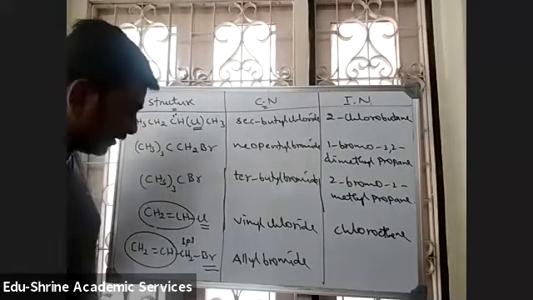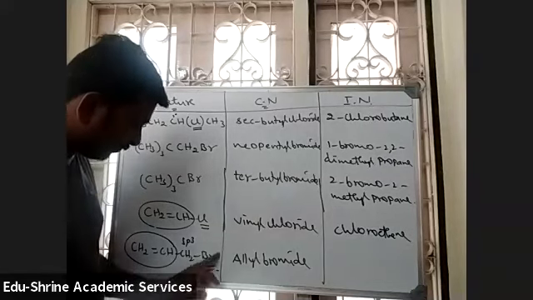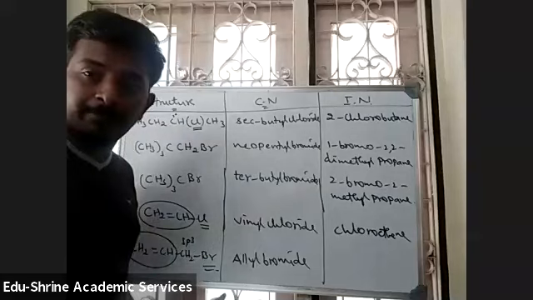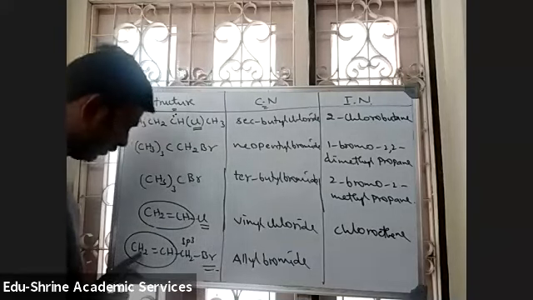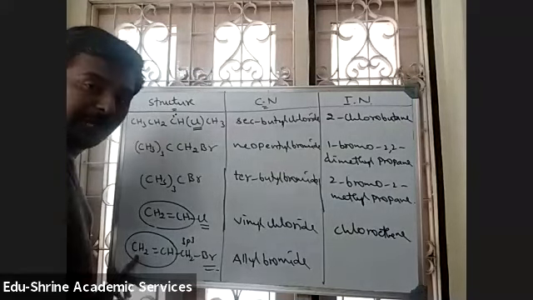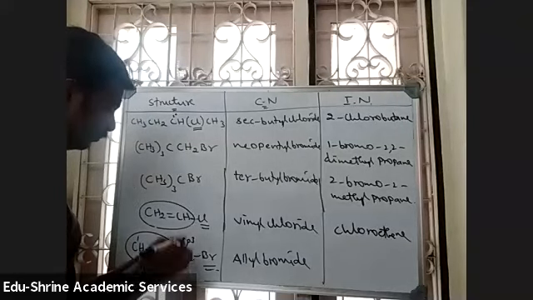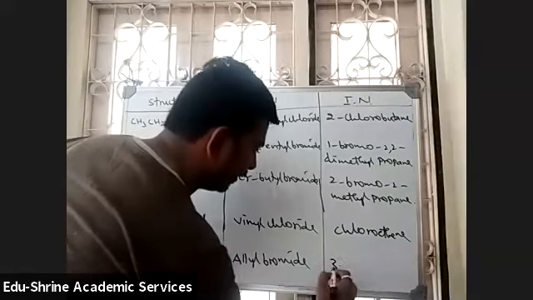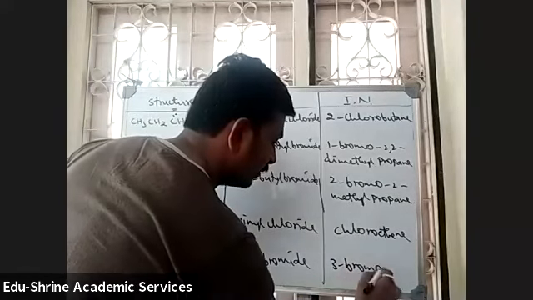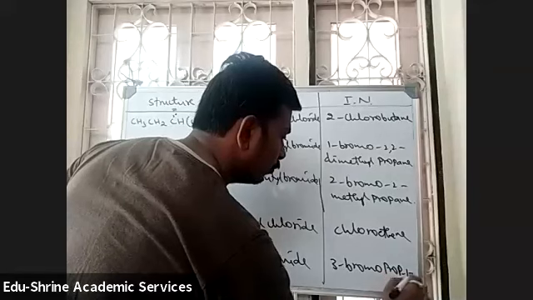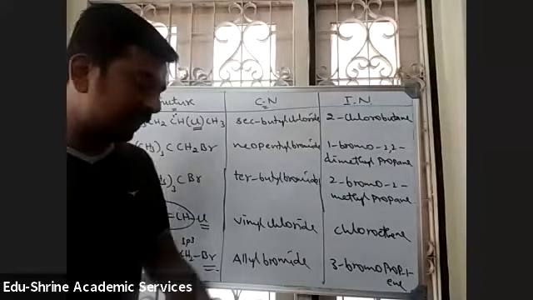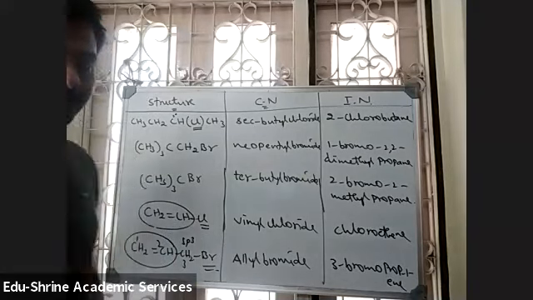Yes, very good. So it is 3-bromopropene, because bromine is always taken as a prefix only. Priority must be given to the double bond while giving numbering. So it is 1, 2, 3. This is 3-bromoprop-1-ene. 3-bromoprop-1-ene is the correct IUPAC name.